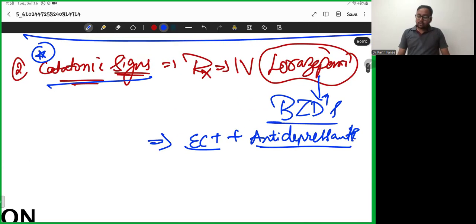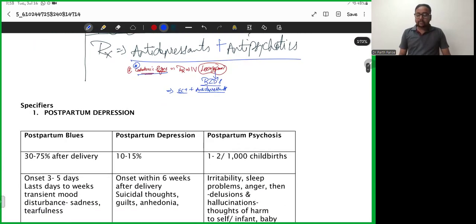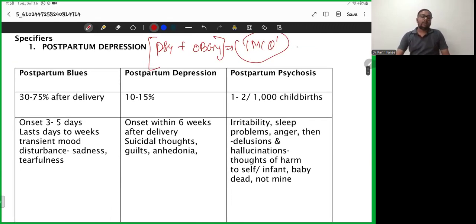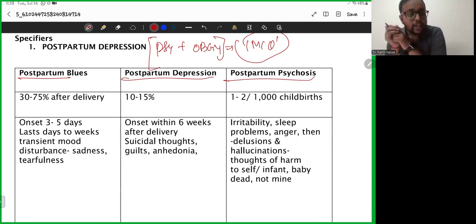Let's talk about another specifier. This is the most common question that comes up, a combination of psychiatry plus OBGY, and you can expect one MCQ from this, 100 percent. What do you mean by postpartum blues? Postpartum depression? Postpartum psychosis? Postpartum blues is very common, seen in 30 to 75 percent of women after delivery. Postpartum depression is seen in 10 to 15 percent of females. And postpartum psychosis is very rare.